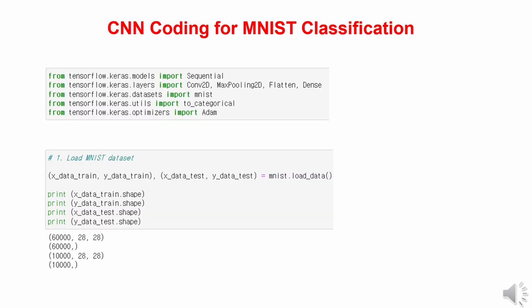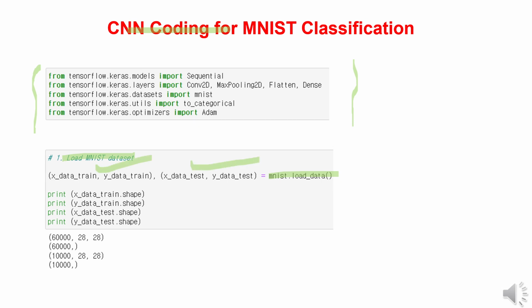All right, let's go ahead and implement this in code. The code file is available on GitHub, so you can download it and try running it yourself. First, we import TensorFlow and the necessary libraries for building the CNN model, along with the MNIST dataset. Then, we load the MNIST dataset and split it into training and test sets.